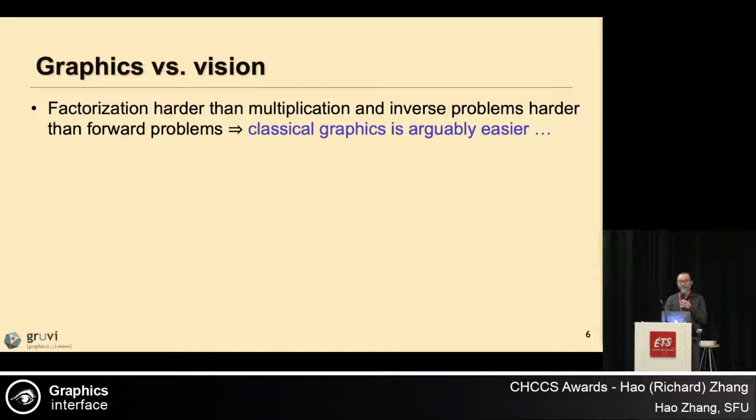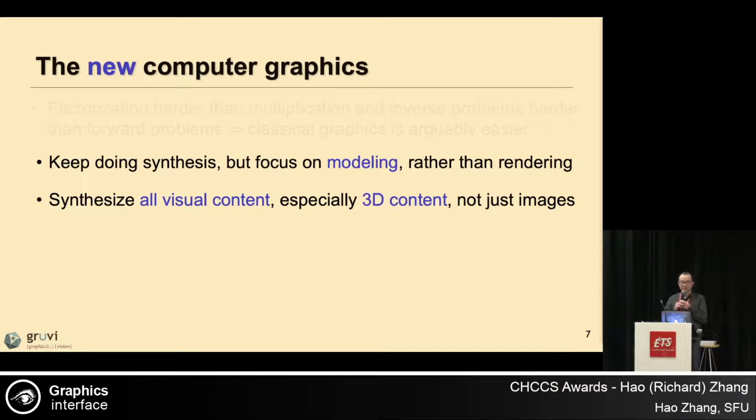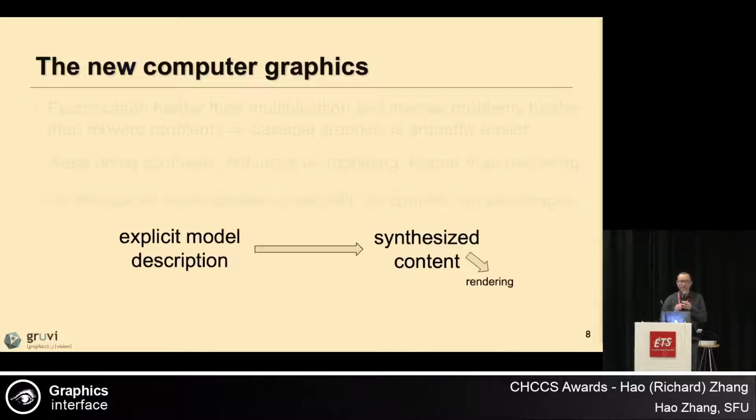But I want to emphasize this is the classical computer graphics. In my mind, many people agree that we should be talking about what the new graphics is. We can keep doing synthesis, but the new graphics should be focusing on modeling, not just rendering. Specifically, the synthesis should not just be images, but all visual content, especially 3D content. And we also need to change the input. The input shouldn't just be this explicit model description, explicit geometry. We can do a lot more.